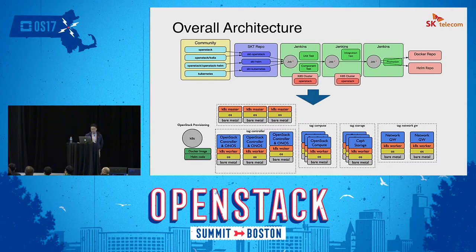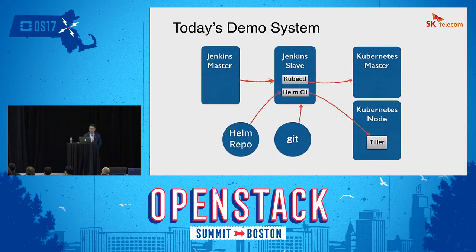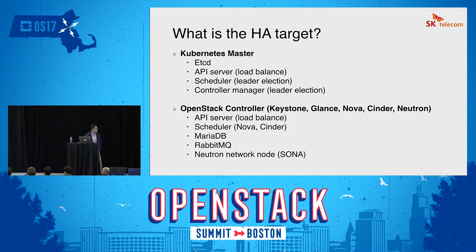So that's based on the overall architecture. For the specific demo system we are using today, there is Jenkins, and the Jenkins slave has the kubectl and Helm CLI. Through Jenkins, we'll deploy OpenStack on the Kubernetes worker nodes. There will be a three-node configuration for the controller and one compute node. We are dynamically pulling all the containers and Helm code from our repository. From this moment, Seung Yuan will describe in more detail how we set up OpenStack and Kubernetes all together.